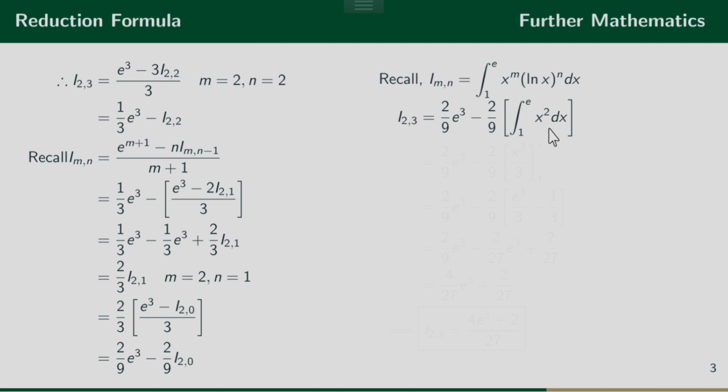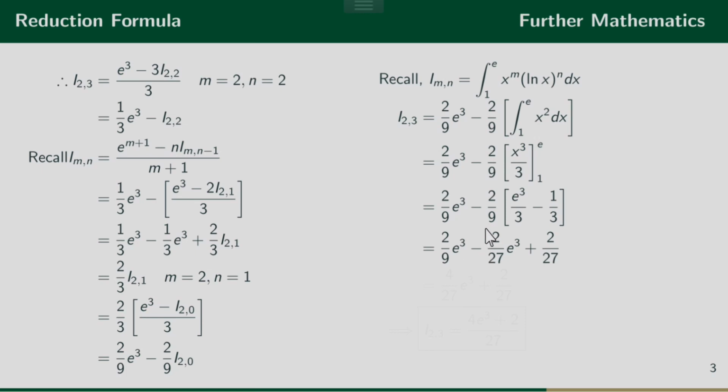And this is very easy to integrate. In fact, this is a piece of cake because integrating x squared just means you add 1 to the power and divide by the new power. So I'll be having x cubed divided by 3. So at this point, I'll plug in the limits so that I can simplify it further. So I'll just have 2 over 9 e cubed minus 2 over 9. Then I plug in e. I have e cubed over 3 minus 1/3. Then distributing negative 2 over 9 into these terms, I'll obtain negative 2 over 27 e cubed, then positive 2 over 27.